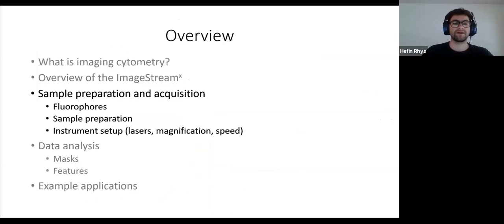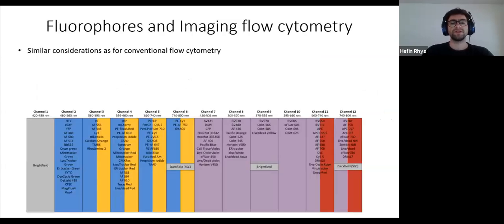Okay, so let me talk a little bit about sample preparation and acquisition. So when you're thinking about building a panel for an imaging flow cytometry experiment, a lot of the considerations you need to make are similar as for conventional flow cytometry. So you need to put bright fluorophores on weakly expressed antigens and vice versa, and avoid using or putting fluorophores that spill highly into each other on markers that will be expressed by the same cell type.